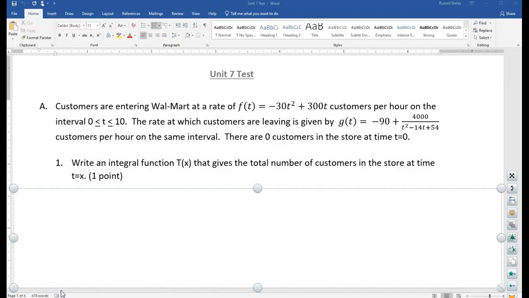All right, so let's take a look at it. Once again, this may not match your test exactly, but it's the same type of question. So let's read it and then we'll go through it.